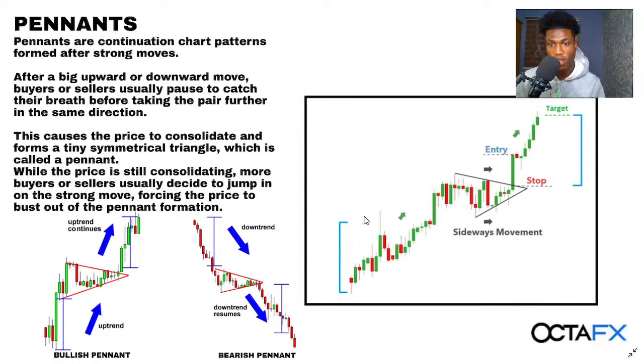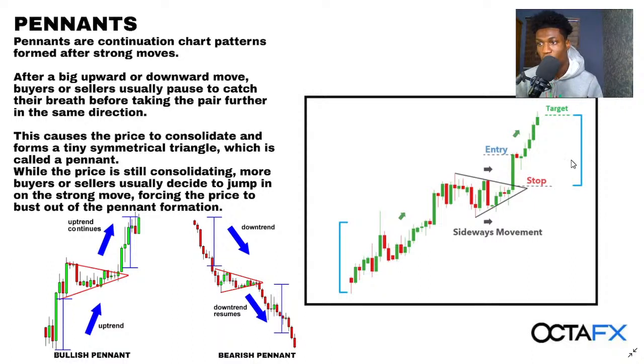The same way that you use the flagpoles to determine your stop and your take profit levels is the same way you can still use it for the pennant. So you can use the same height from the flagpole to determine your entry, your target levels and your stop levels. When I say target levels, I'm talking about take profit levels.